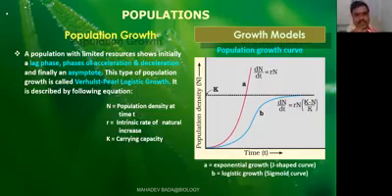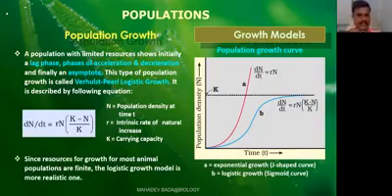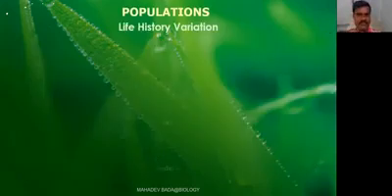It is described by the following equation: dN/dt equals rN times (K minus N) divided by K, where N is the population density at time t, r is the intrinsic rate of natural increase, and K is the carrying capacity. Since resources for growth for most animal populations are finite, the logistic growth model is a more realistic one.